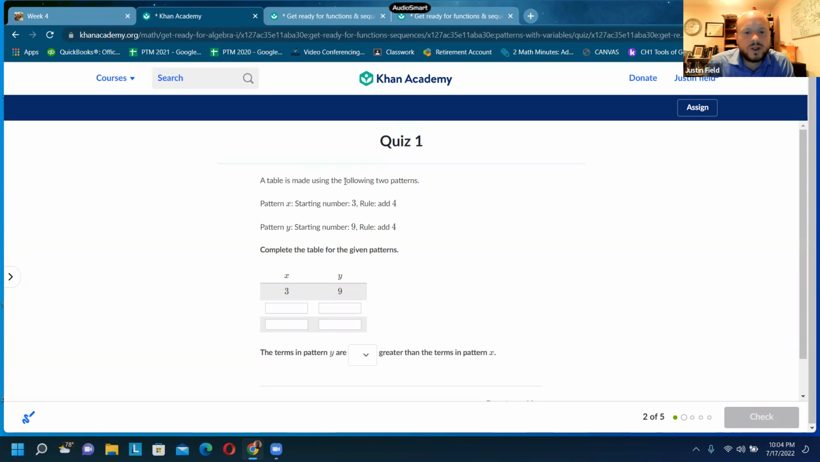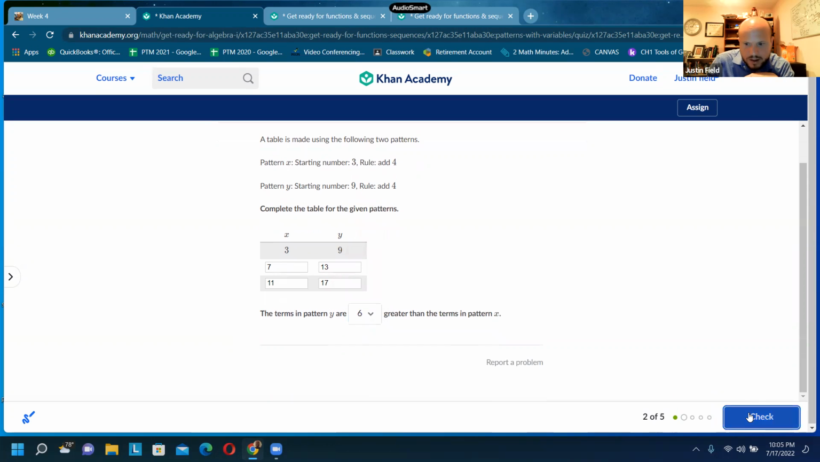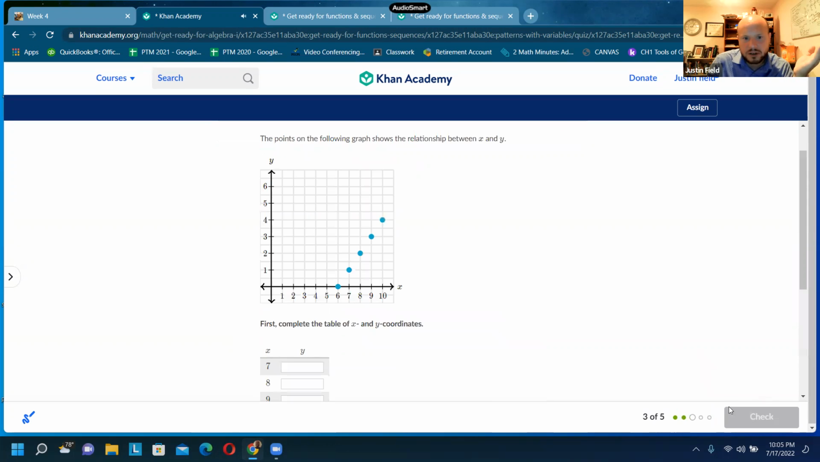A table is made using the following two patterns. Pattern X, starting number 3, rule add 4. So 7 and 11. Pattern Y, start 9, add 4. 13, 17. The terms in pattern Y are how many greater? 6 greater. Okay, that was really easy.